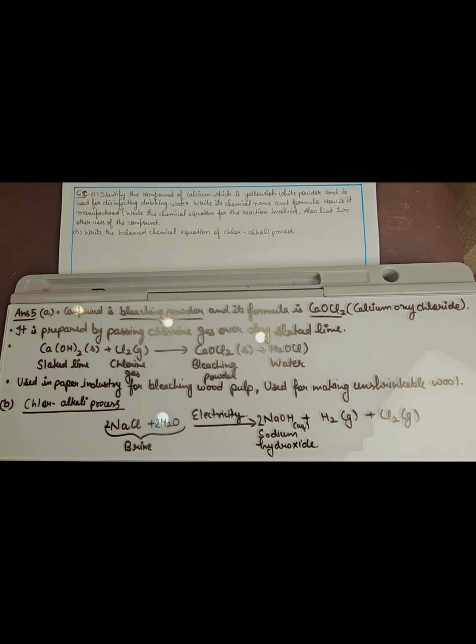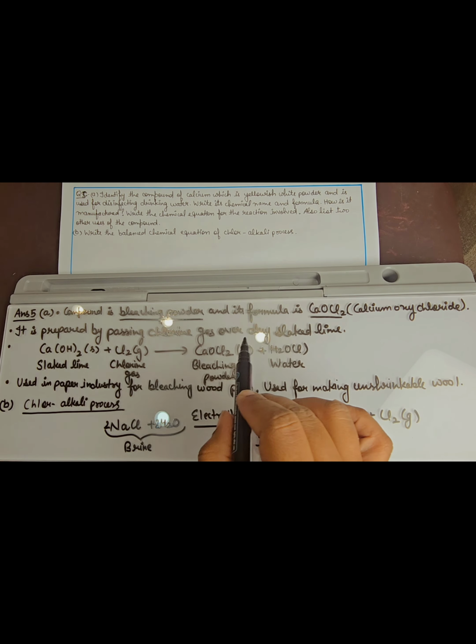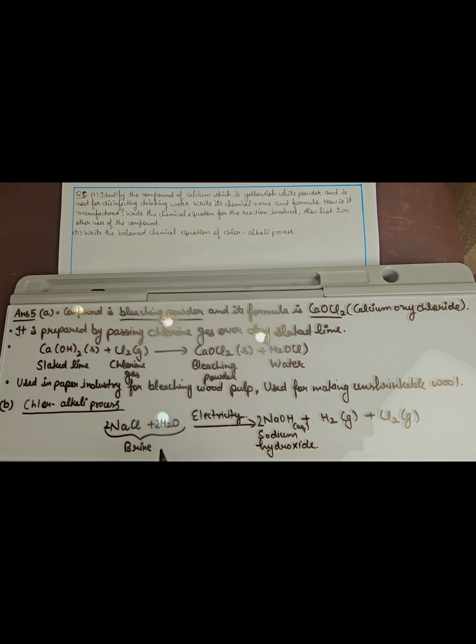So this is how you are going to write your 5-mark question. If you write this complete, you will get your 5 marks. 1 mark for this, 1 for second point, 1 for third point, 1 for fourth point, and 1 for this chemical equation.